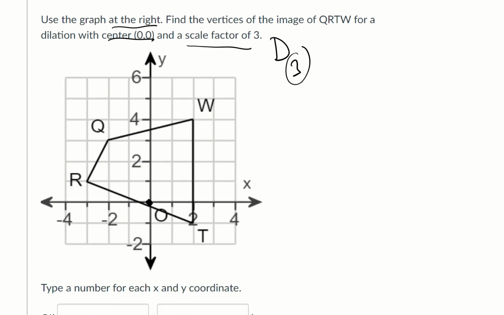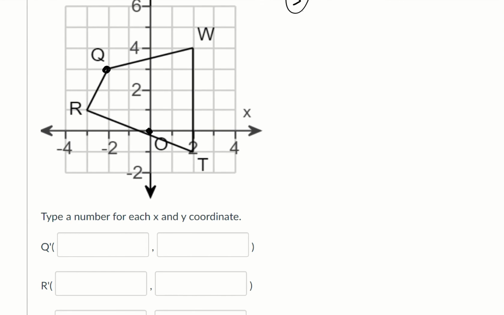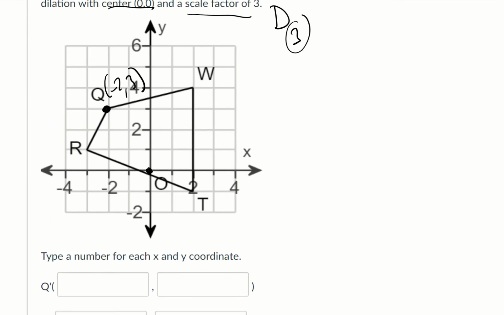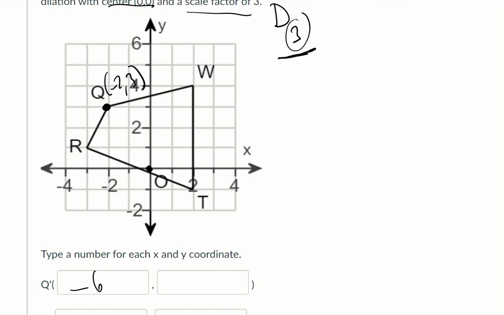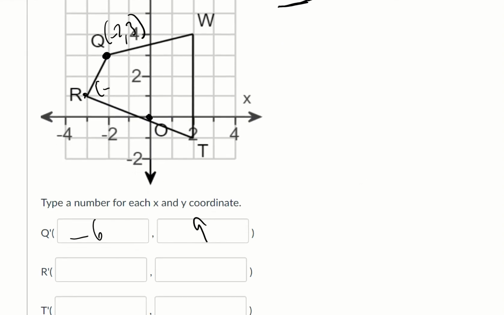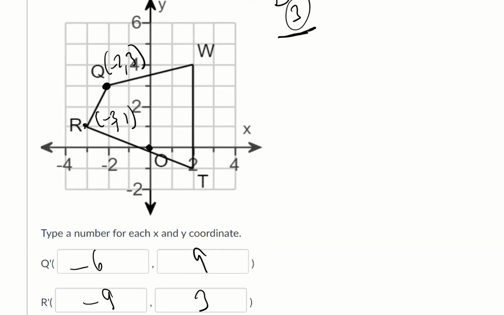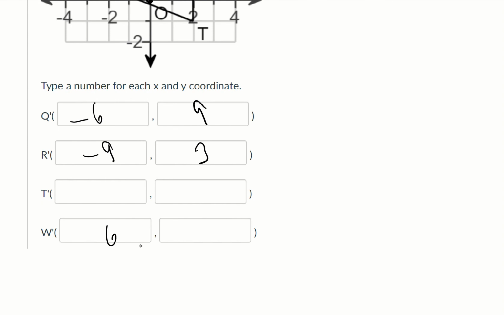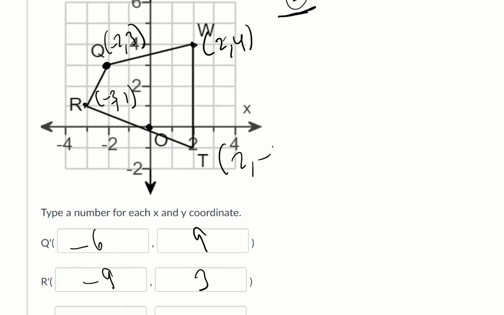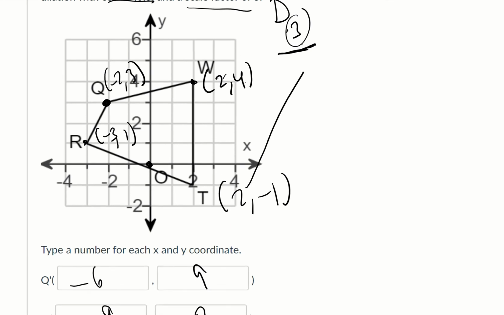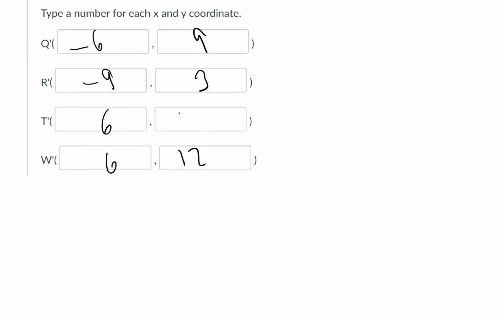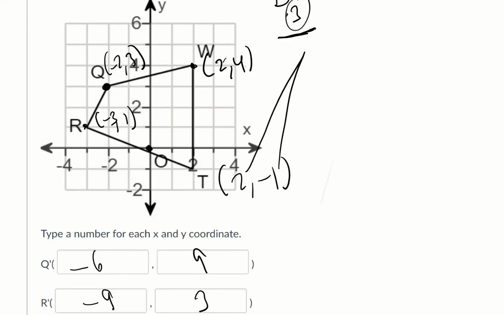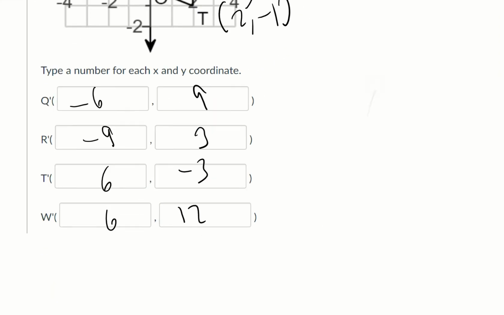So if I wanna do the vertices here, all I gotta do is multiply each of the coordinates. So this coordinate is -2 and 3. So I gotta multiply by 3. So -2 times 3 is -6, and then 3 times 3 is 9. Very easy. And then R is -3 and 1, so 3 times 3, so it's going to be -9, and then 1 times 3 is 3. Done. And then W is 2, 4, so 2 times 3 is 6, and then 4 times 3 is 12. And then finally we got T, which is 2, -1, 2 times 3 is 6, and -1 times 3 is -3. Okay, and that's how you stretch things in that direction. When you're doing the origin, it's pretty easy. You just multiply each of the coordinates by that number.